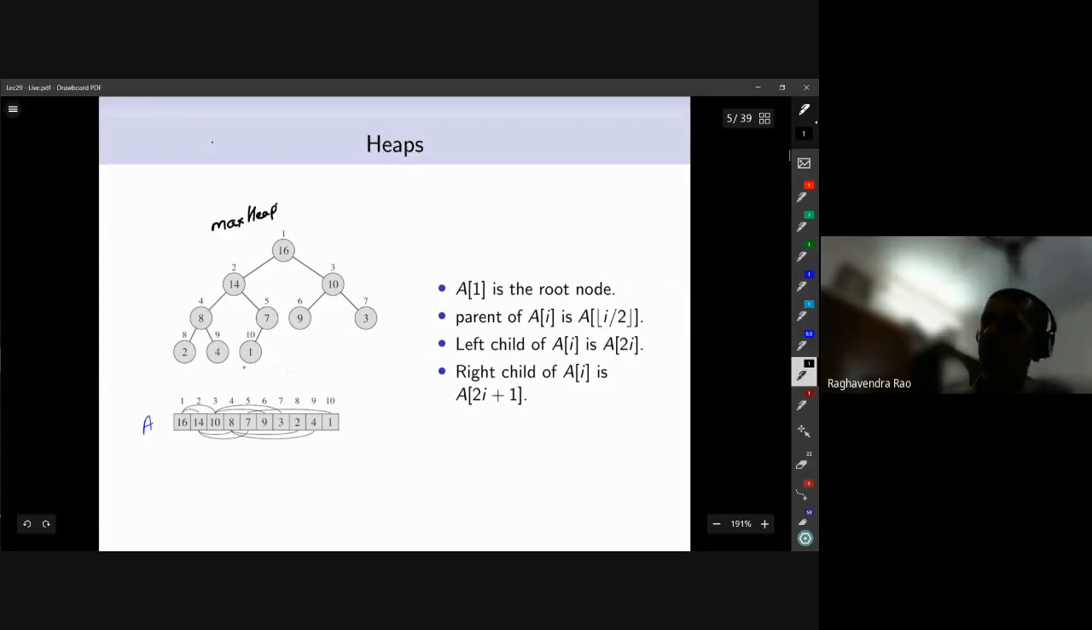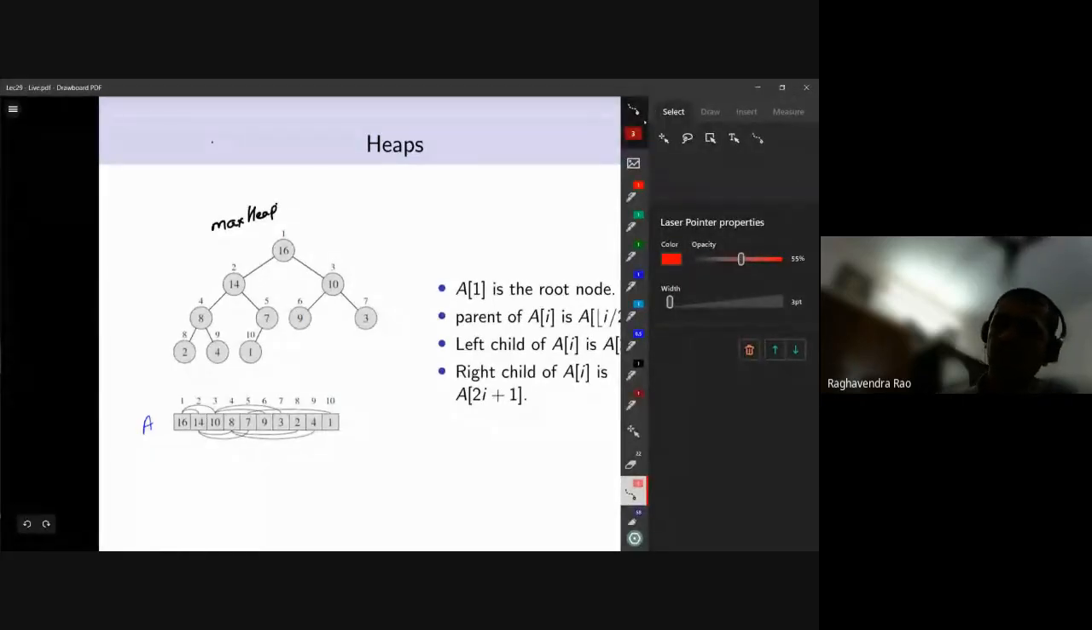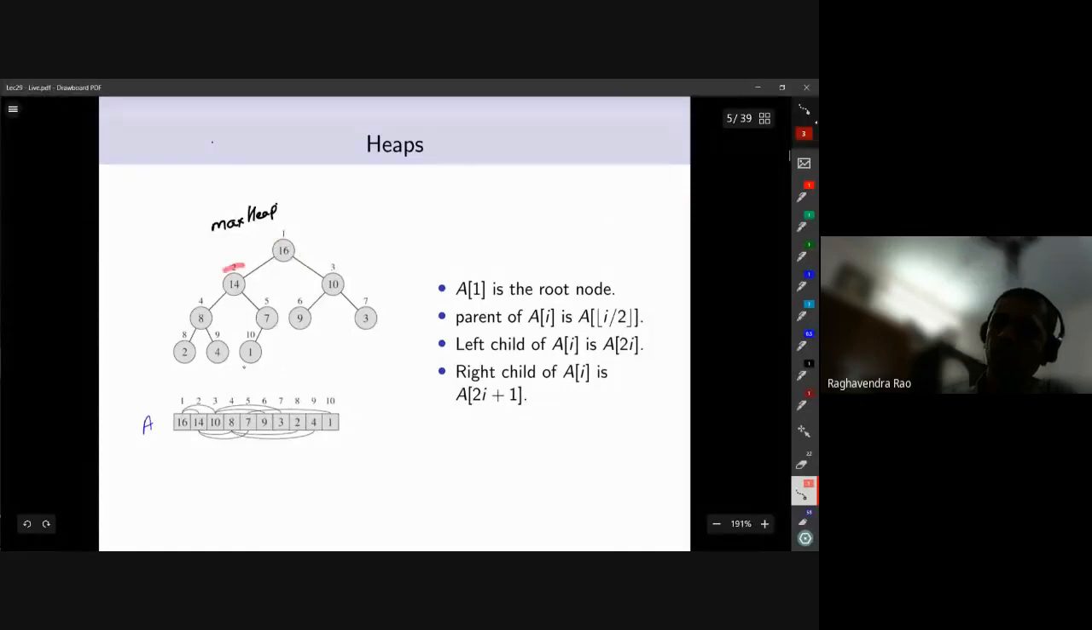So you can just verify. Look at node 1. The value of node 1 is more than both of its children. The value of node 2 is more than both of its children, which are 4 and 5. Okay, so the value of node 3 is more than both of its children.